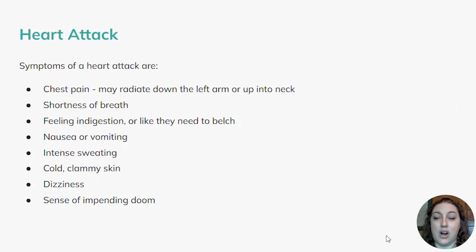Symptoms of a heart attack are chest pain, which may radiate down the left arm or up into the neck, shortness of breath, feeling like they have indigestion or they need to belch, nausea or vomiting, intense sweating, cold, clammy skin, feeling dizzy, and a sense of impending doom.